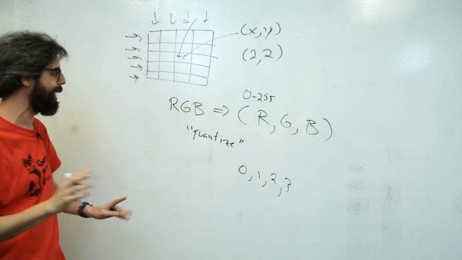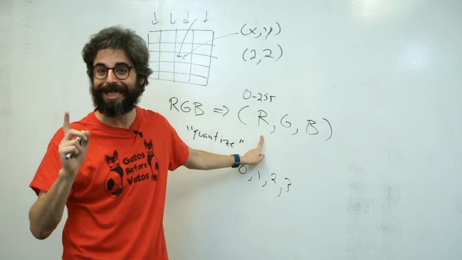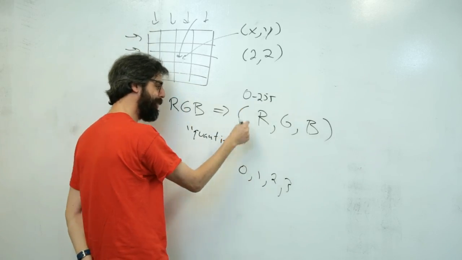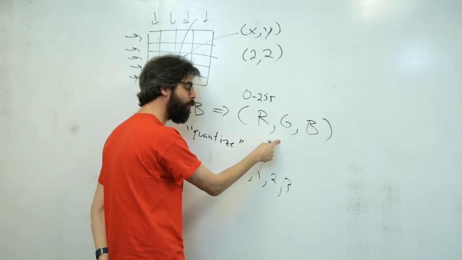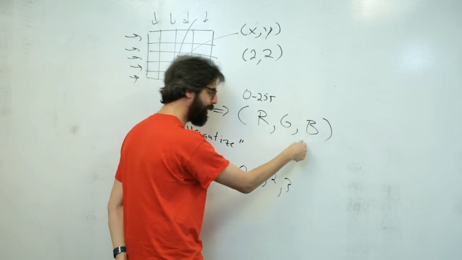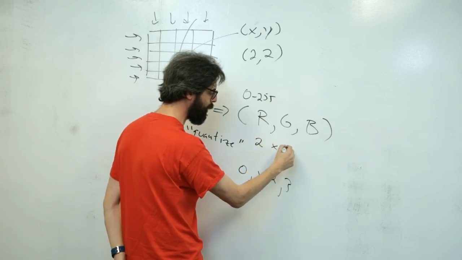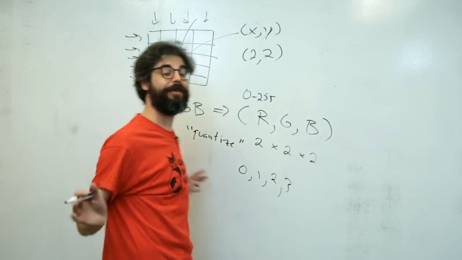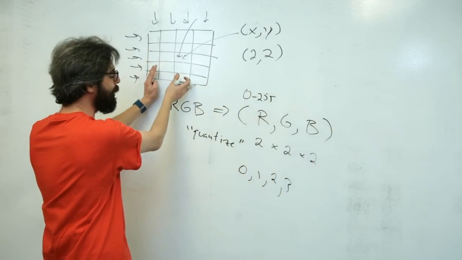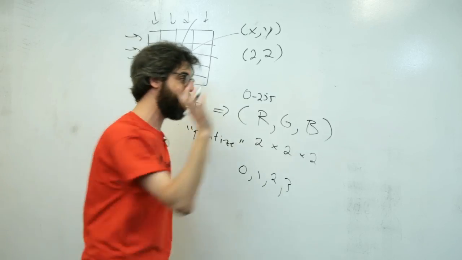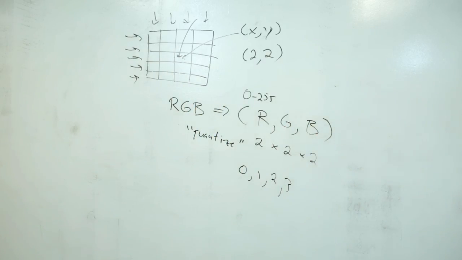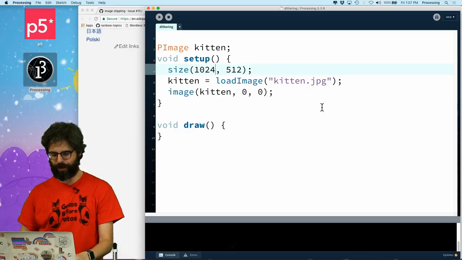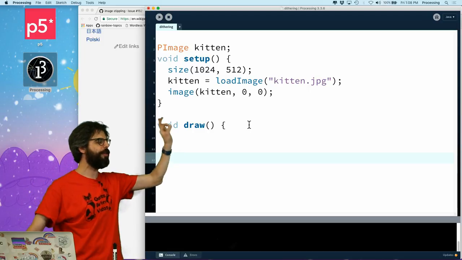So actually, let's just do that first. What I'm going to do is quantize this image so that there's only two possible colors per channel. There's basically 0 red or 255 red, 0 green or 255 green, and 0 blue or 255 blue. So there's really 2 times 2 times 2 possible colors, 8 possible colors. So instead of 256 to the third power colors, I want to see what this image looks like with just 8 possible colors. Let's make that happen first, and we'll see later why that's part of this algorithm. So the way I'm going to do that is I'm going to operate on the same kitten image.